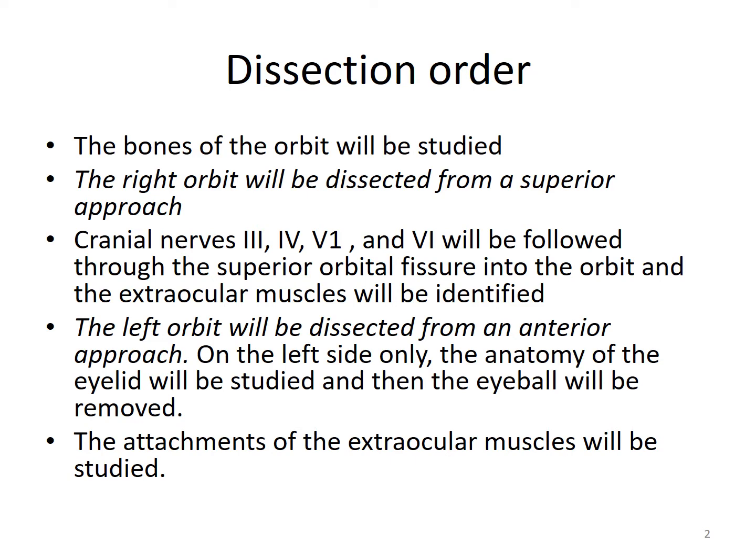Okay? Rest here, I've already mentioned. Left orbit is going to be done from the anterior aspect. You will see that some of your donors will have implanted lenses. That's really interesting. You can cut the lens out, or if you open up the eyeball from anteriorly carefully, then you can probably extract the lens. It's really pretty easy. And then you're going to study the attachments of your extraocular muscles.